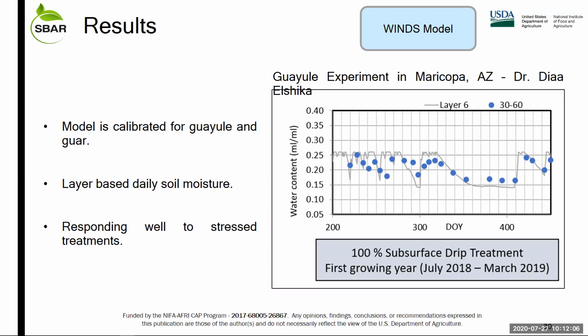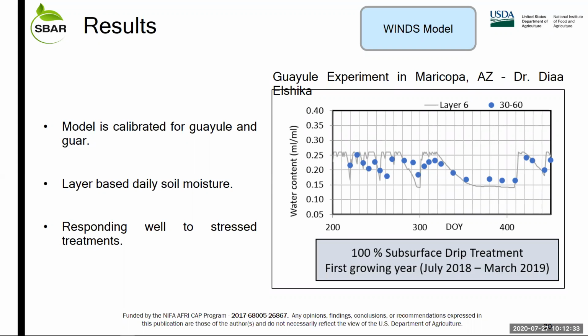On the right side, you see a graph, which is one example from a guayule experiment. It shows the blue dots, which represent the neutron probe readings from the field, and the gray line, which is the daily simulation from the WINS model. You can see how they are in close proximity and following the same pattern, which means the model is responding pretty well to the field results.